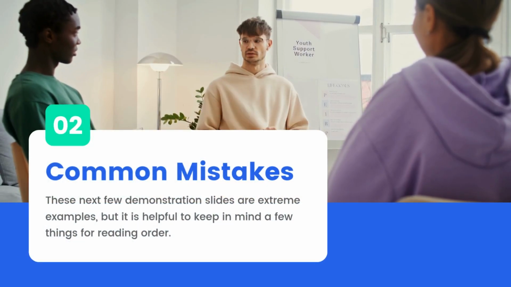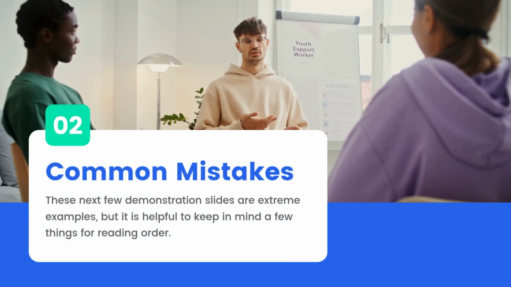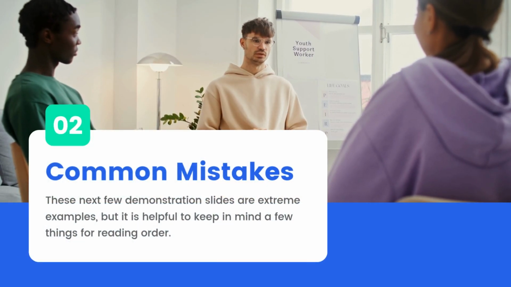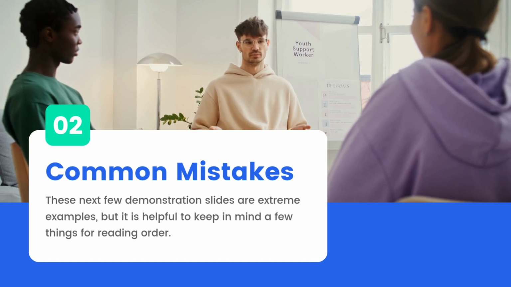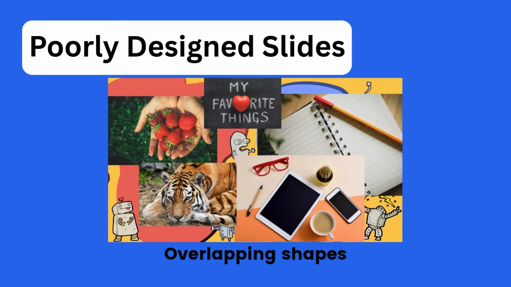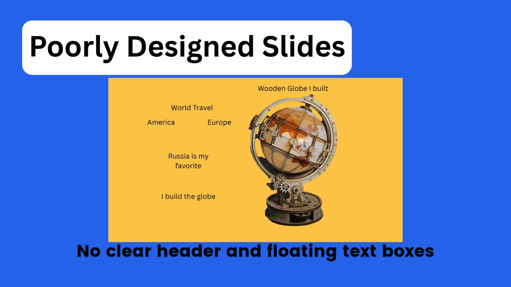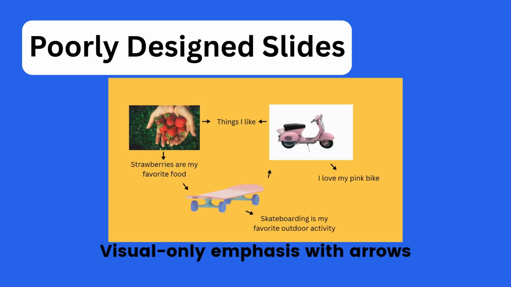Common mistakes. These next few demonstration slides are extreme examples, but it is helpful to keep in mind a few things for reading order. In these poorly designed slides, you will see a series of common mistakes. Overlapping shapes and images cause visual confusion and legibility issues. Random text box placement without clearly defined headings and labels will confuse screen readers. A visual-only emphasis with arrows instead of labels will also cause screen reading issues.